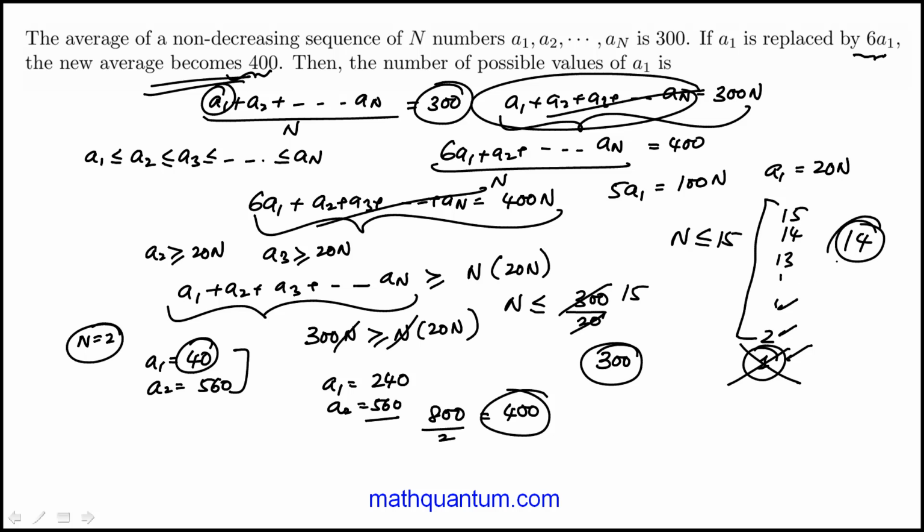So the answer is the number of possible values of n is 14, and that also means the number of possible values of A sub 1, which is really just finding the number of possible values of n, is also 14.